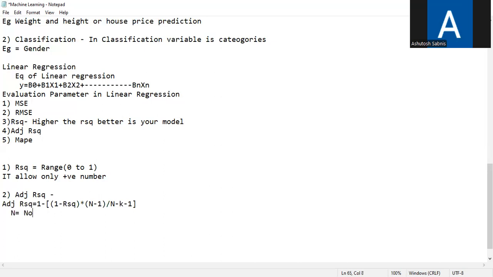Here n is the number of records, meaning the number of rows, and k is the number of x variables. Can you tell me whether adjusted R square can be greater than R square? Please write me a comment on this, and then I will tell you the answer.